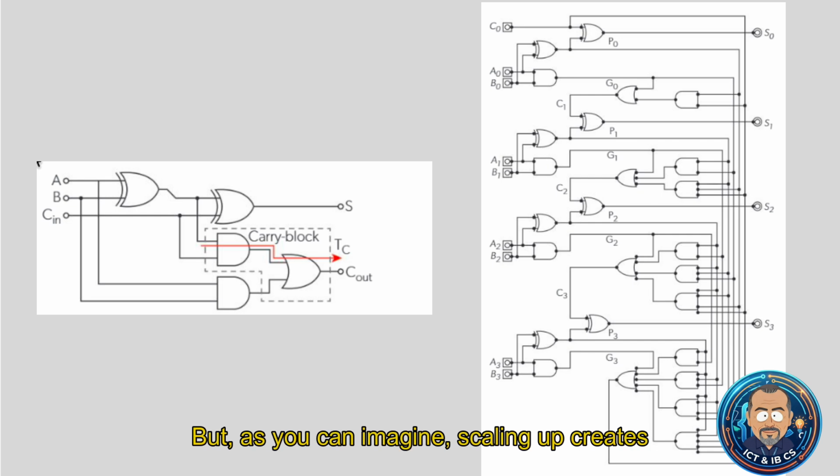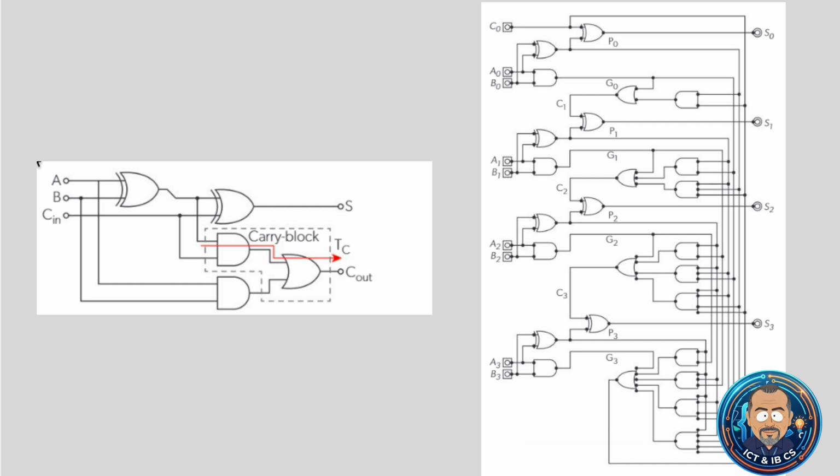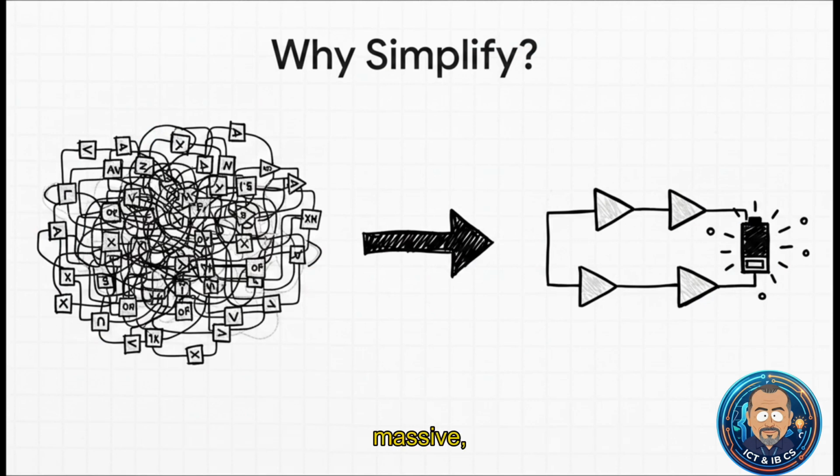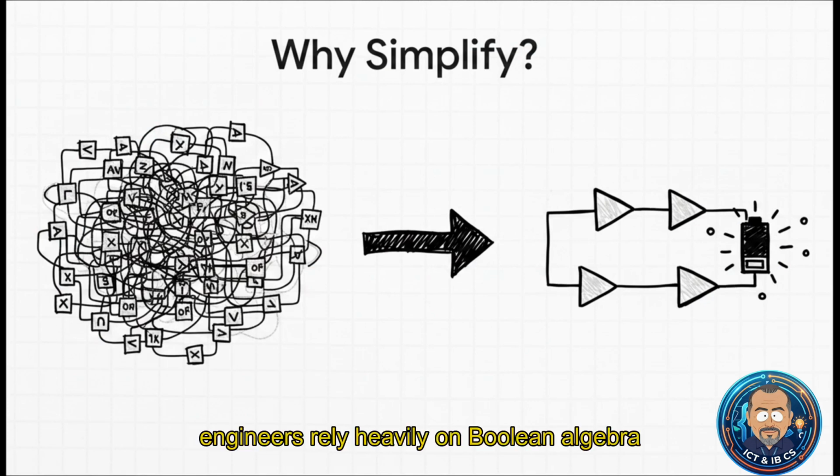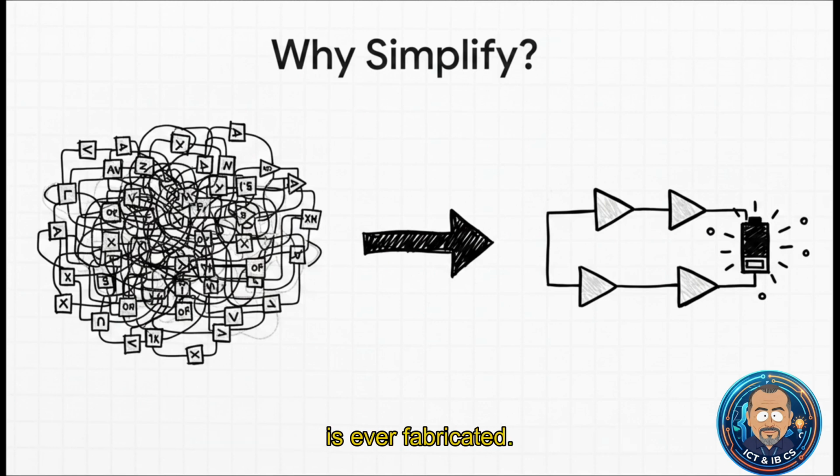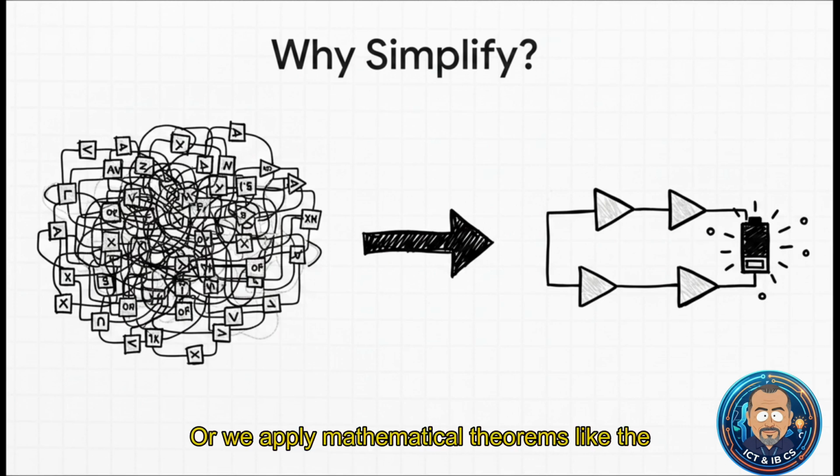But, as you can imagine, scaling up creates entirely new physical engineering problems. As you add more gates, the architecture gets inherently messy, it becomes highly expensive to manufacture, and it absolutely guzzles power. Because these computational systems get so massive, engineers rely heavily on Boolean algebra rules to systematically simplify these diagrams way before a single physical chip is ever fabricated. We use techniques like Karnaugh maps to visually group logic states and quickly hunt down redundant gates. Or we apply mathematical theorems like the commutative law, which proves that rearranging the order of certain inputs won't change the final outcome, which can seriously clean up a wiring layout.